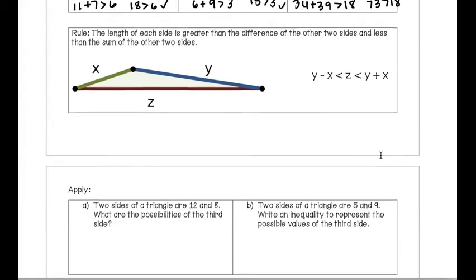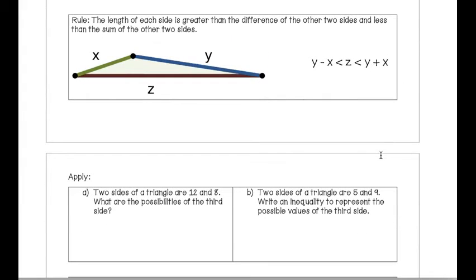So next up we have this rule that basically uses the triangle inequality theorem but helps us write it in a compound inequality rather than in separate ones. So the length of each side must be greater than the difference of the other two sides but less than the sum of the other two sides. So that's telling us that if I take two sides and subtract them, it must be less than that third side, but that third side must also be less than those other two sides added up.